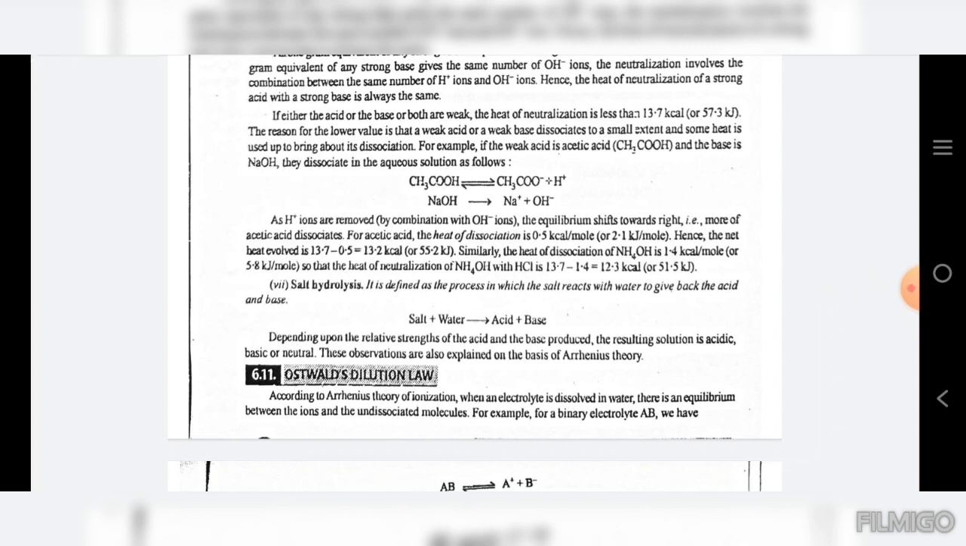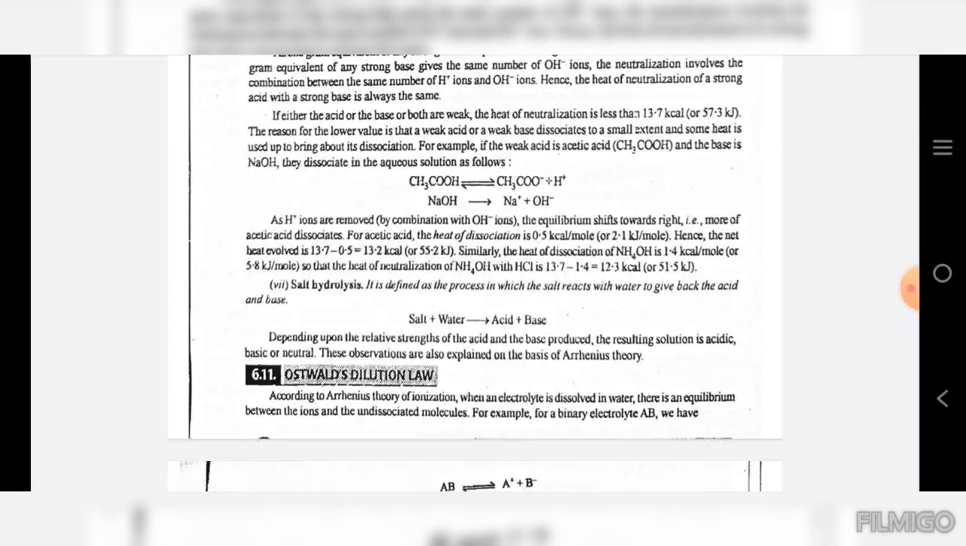For example, if the weak acid is acetic acid and the base is NaOH, they dissociate in the aqueous solution as follows. As H+ ions are removed by combination with OH- ions, the equilibrium shifts towards the right. More of acetic acid dissociates, requiring the heat of dissociation for acetic acid. Hence, the net heat involved is lower. Similarly, the heat of dissociation of NH4OH, so that the heat of neutralization of NH4OH with HCl is 13.7 minus 1.4, equal to 12.3 kcal.